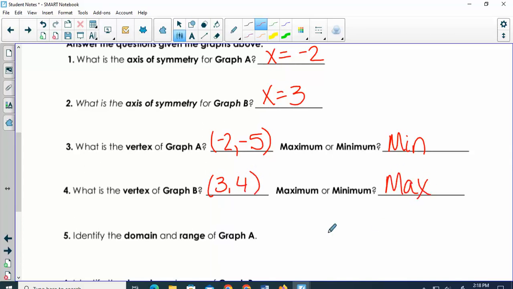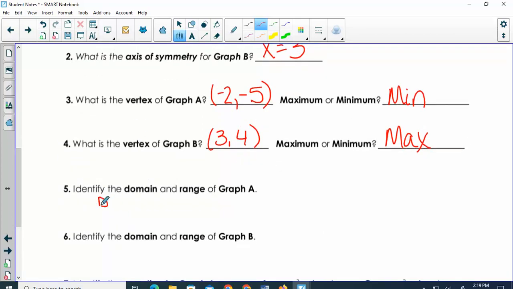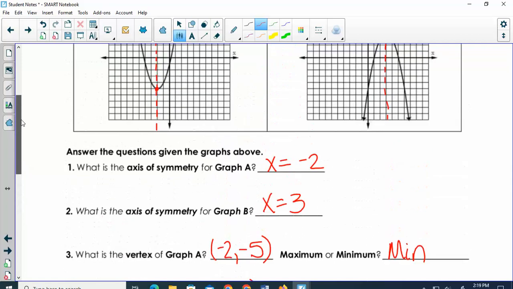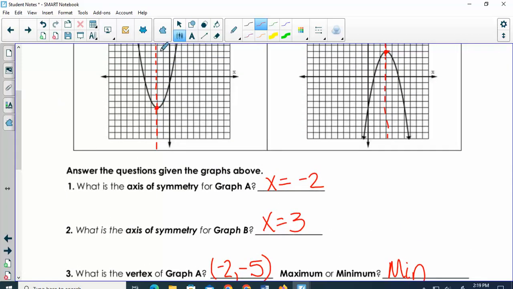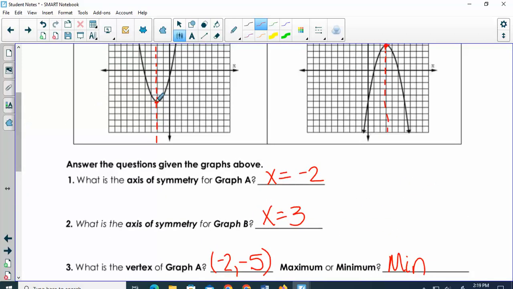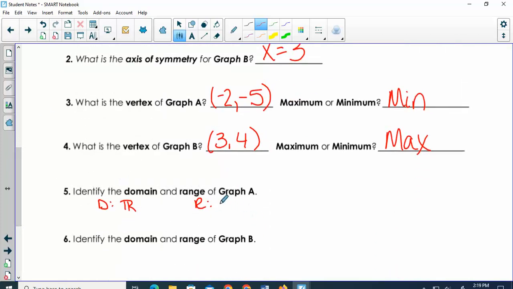All right. Looking at graph A, domain and range. What is the domain of every one of these? Okay, the range of graph A. It started at this and went up. So range is y. We would say y is greater than or equal to, what's the y value here? Negative 5. So y is greater than or equal to negative 5.